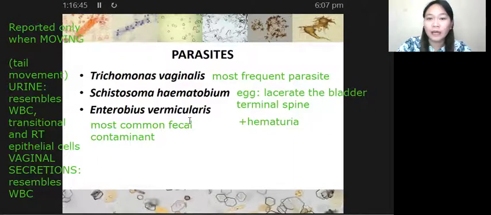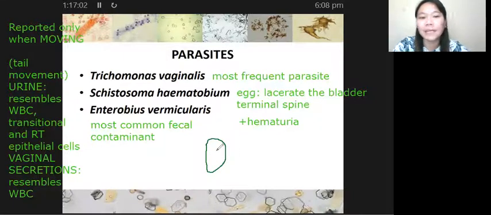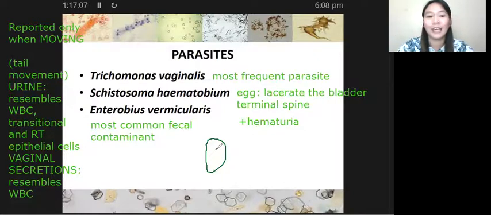Diba, ano ang itsura ng Enterobius vermicularis? Diba mukha siyang letter D? Okay, it has a flat side. One side is flat and then the other one is convex. Tama ba ako? Convex ba ang tawag dyan? Okay, so anyway, basta ganyan ang itsura ng Enterobius vermicularis egg. Okay? Bakit siya tinatawag na most common fecal contaminant? Kasi, balikan na naman natin ang inyong parasitology.